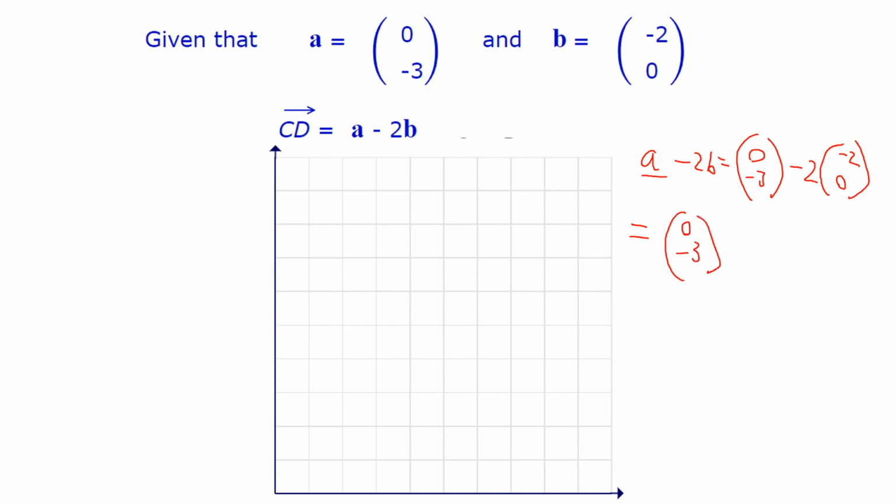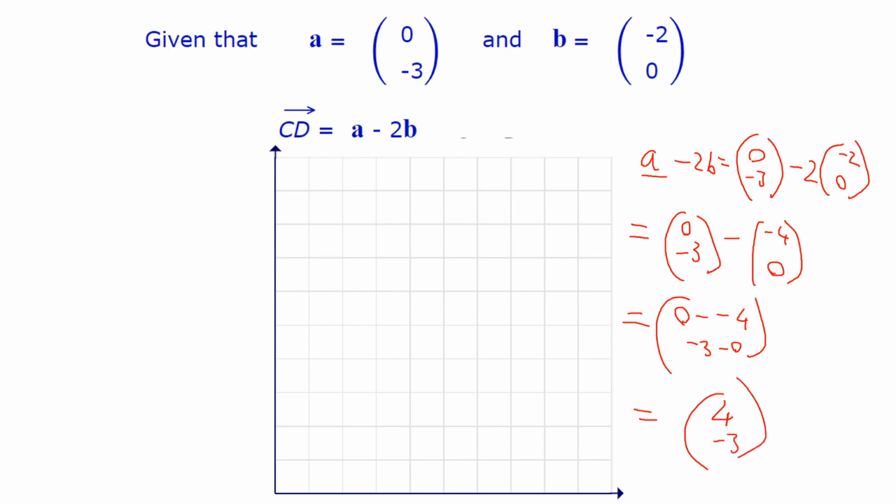But what is 2 times -2? It's going to be -4. And what's 2 times 0? That's just going to be 0. So what we're left with is (0 - -4) and (-3 - 0). What's 0 minus -4? Well, if you guys know, that's just going to change to a plus. So it's just going to be (4, -3).